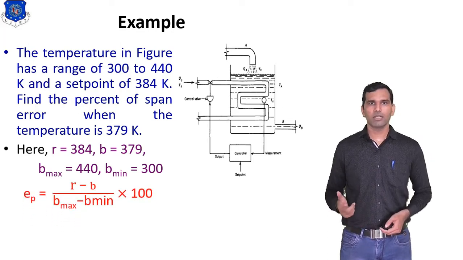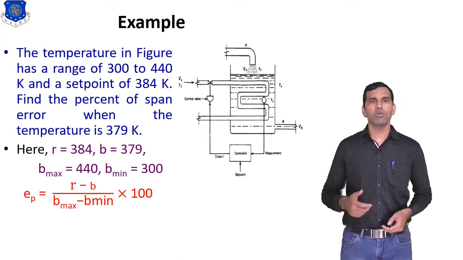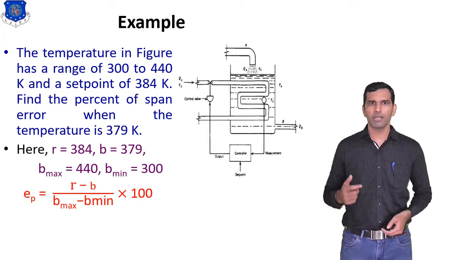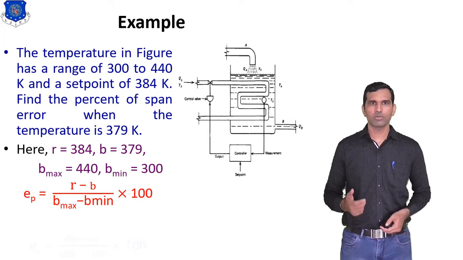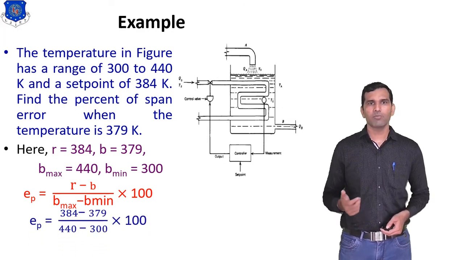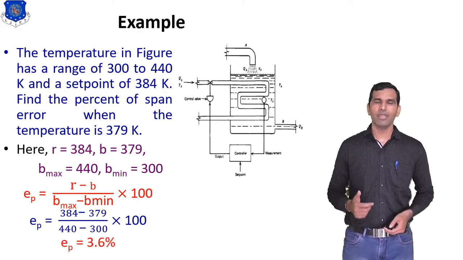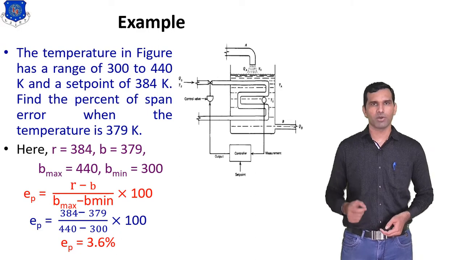So we can calculate the percent of span by using this equation: Ep = (R - B) / (Bmax - Bmin) × 100. Now we substitute the values of R, B, Bmax and Bmin. So we get Ep = 3.6%.